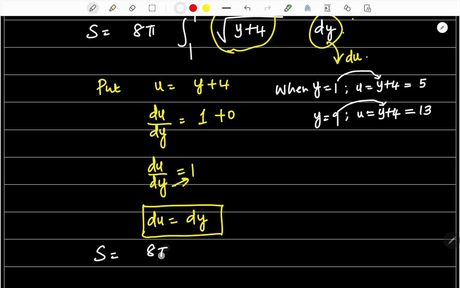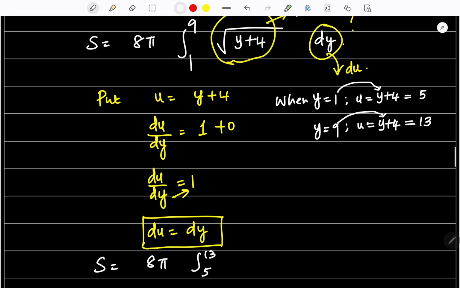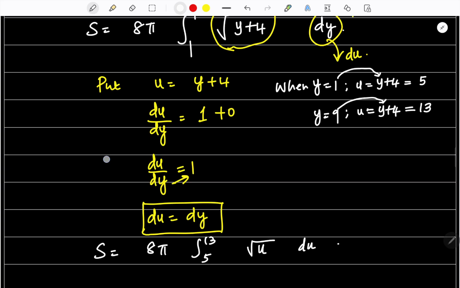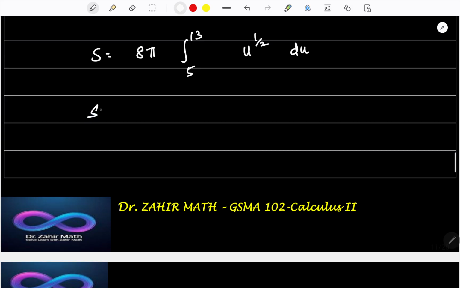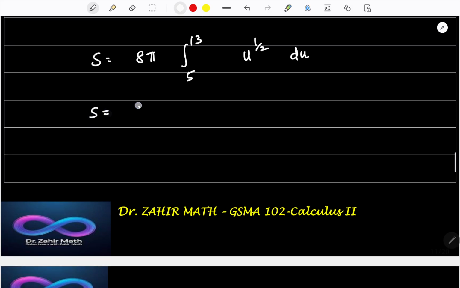S is equal to 8 pi integral 5 to 13, and this part is square root of u and then du, right? Yes. So S is equal to 8 pi integral 5 to 13, and this is u power half into du. So S is equal to 8 pi, right?